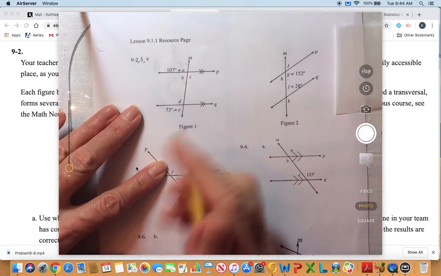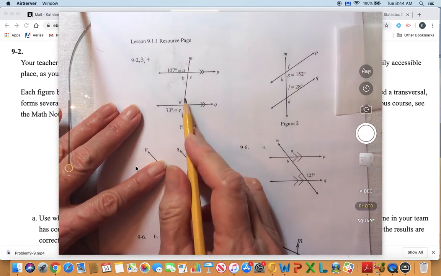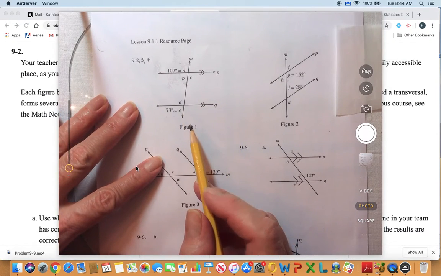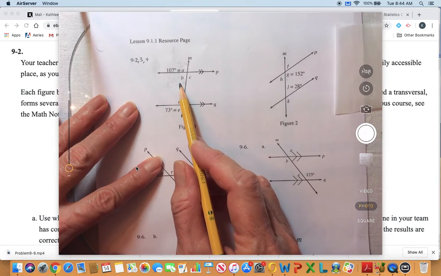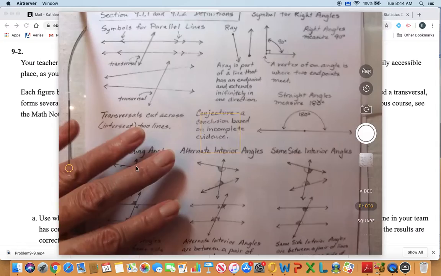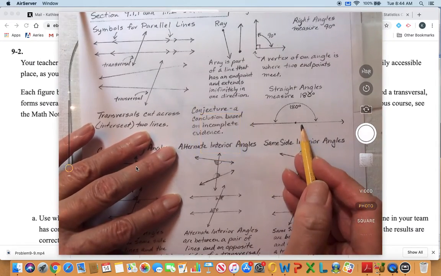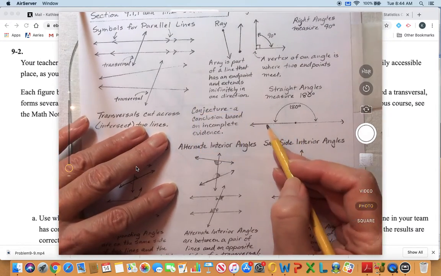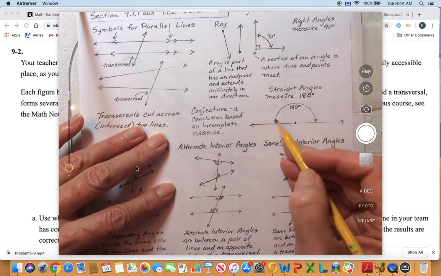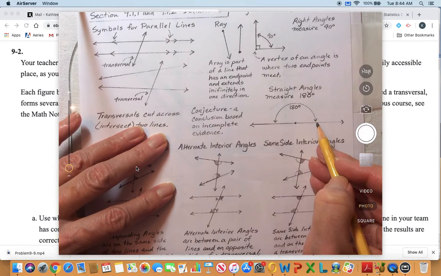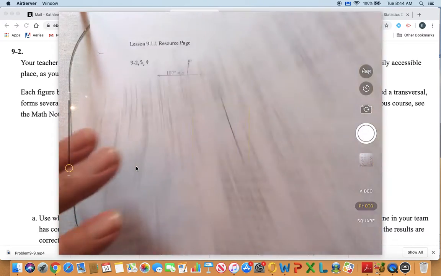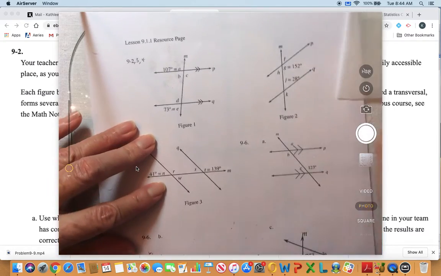Here is the same figure, figure 1, on the resource page. And we are looking for B. That's the first one. We're supposed to use what we know about straight angles to find that. So what we know about straight angles is straight angles are basically a straight line, and the measure of straight angles is 180 degrees. Let's see how we can use that.